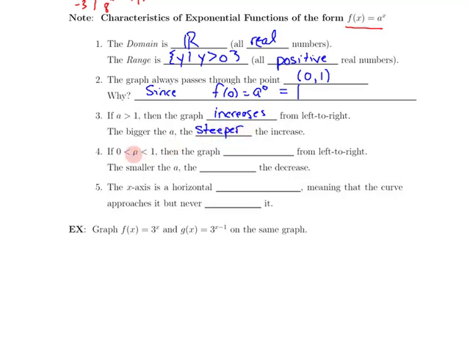If a, still being positive, is less than 1, then the graph decreases. It goes downhill from left to right. And the smaller the a, the steeper the decrease. Okay? And in both cases, whether a is bigger than 1 or a is less than 1 but still positive, the x-axis is always a horizontal asymptote, which is the mathematical way of saying that the curve approaches it but never crosses it.